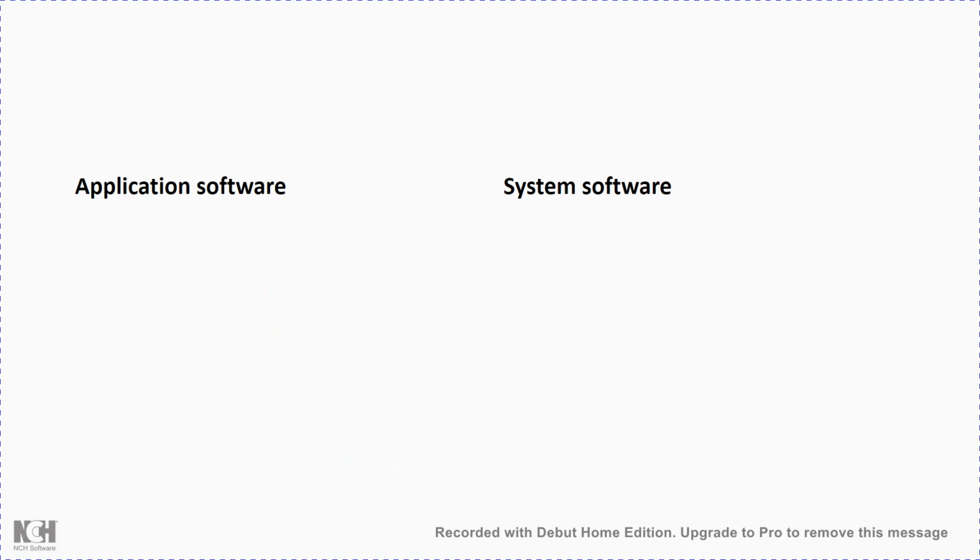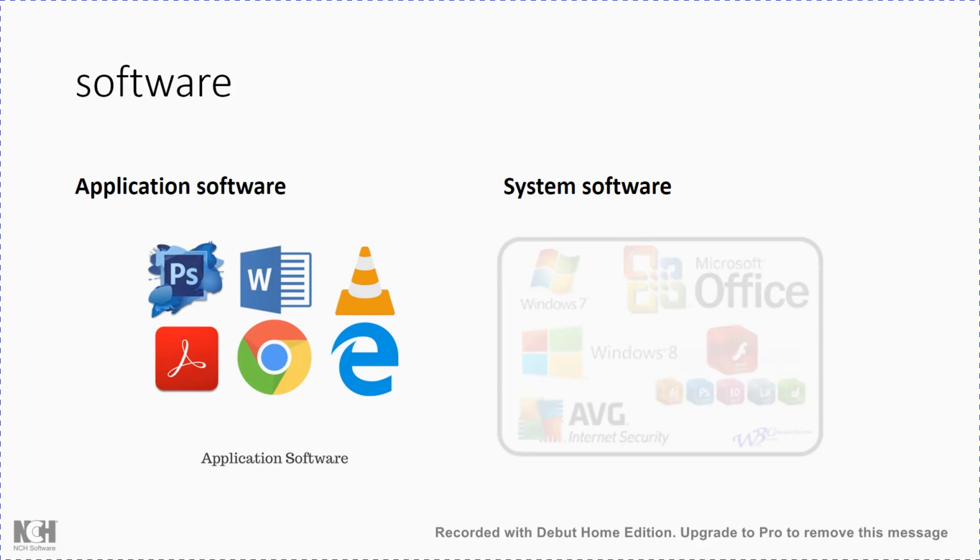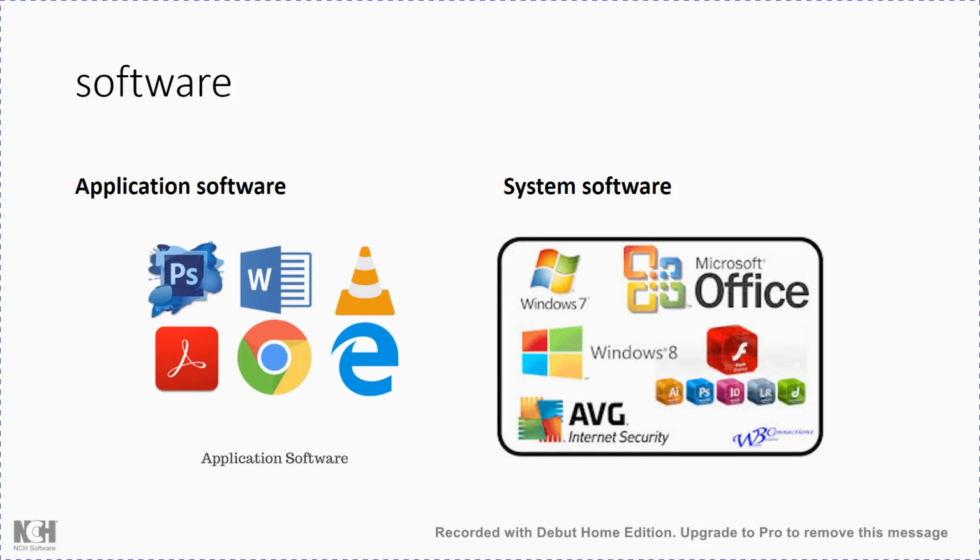Software. Now I'm talking about the software. Software is very necessary for the proper function of a computer. There are mainly two types of software: application software and system software. Application software is mainly word processors, database programs, presentation programs and spreadsheets. The software that controls the devices and different operations of the computer is known as system software.